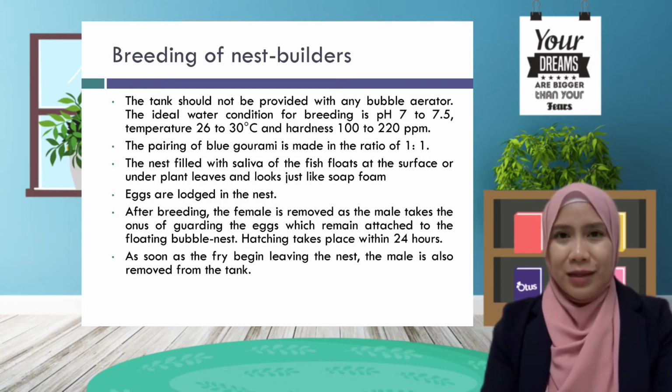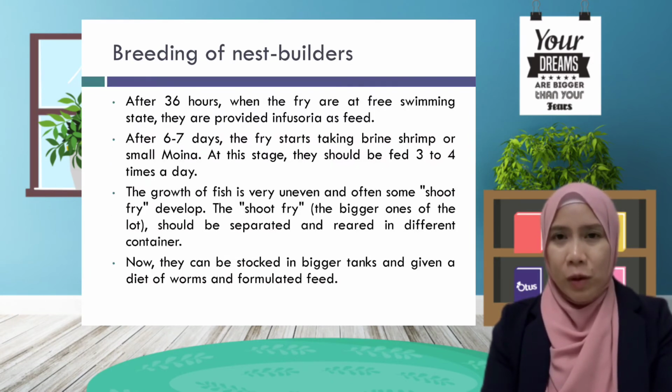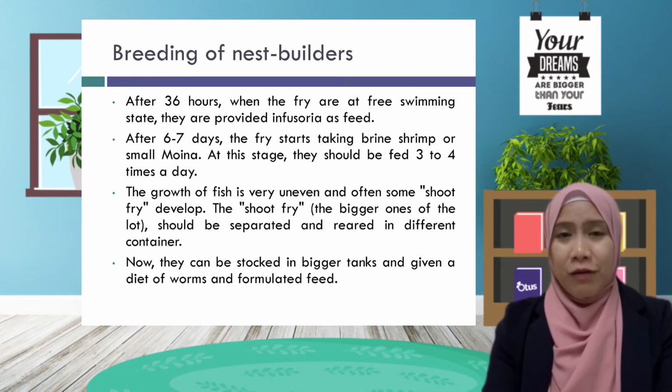As soon as the fry begin leaving the nest, the male is also removed from the tank. After 36 hours, when the fry are at free swimming state, they are provided infusoria as feed. After 6 to 7 days, the fry start taking brine shrimp or small moina. At this stage, they should be fed 3 to 4 times a day.